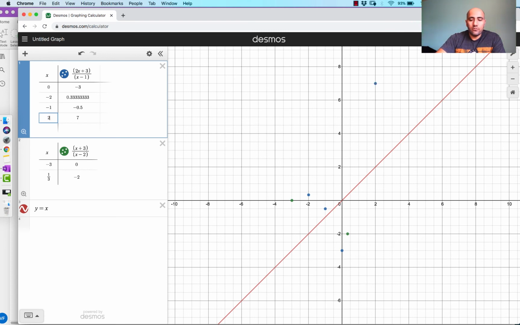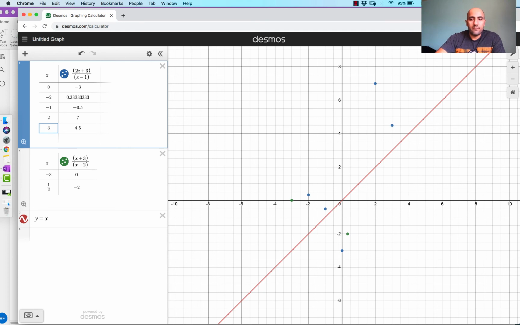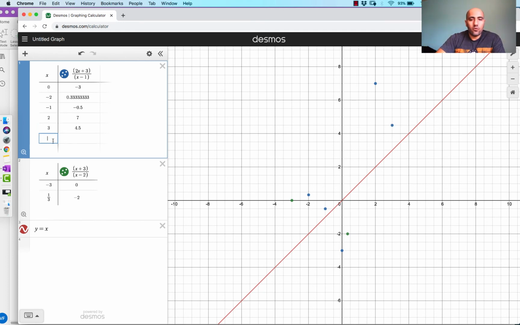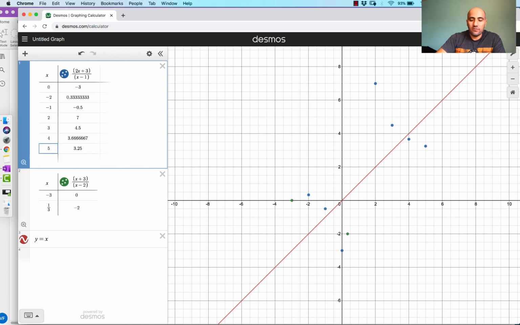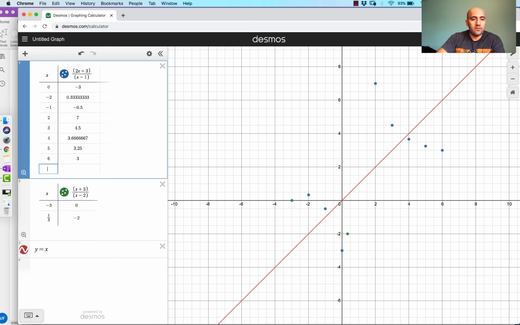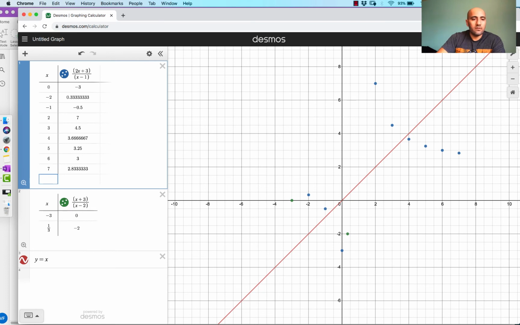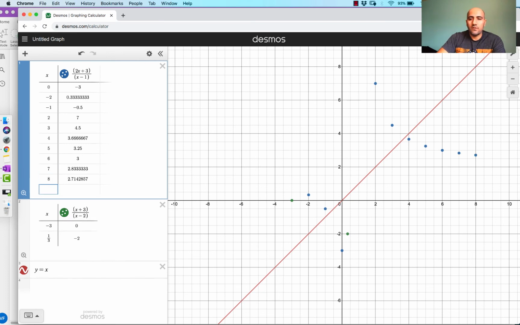How about 2? How about 3? How about 4? How about 5? How about 6? How about 7? How about 8? Okay, so I'm getting a pretty good sense of what's happening with the blue function by plugging in a bunch of ordered pairs. Eventually, I'll plug in the equation and we'll confirm what all those points are. And then for the green one, all I have to do is flip these around.